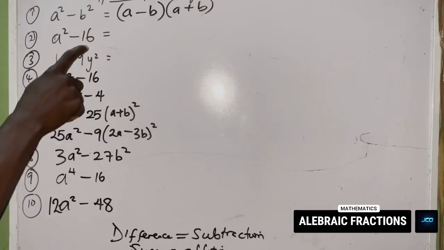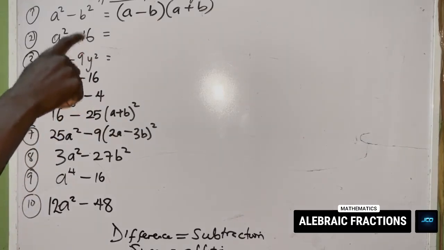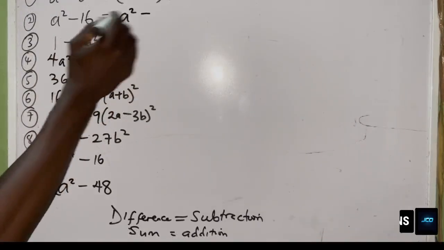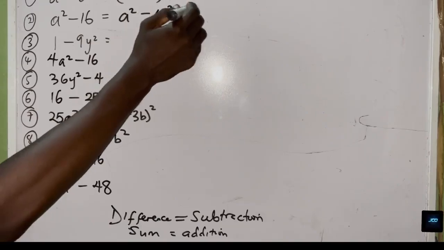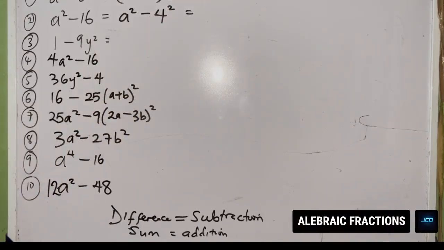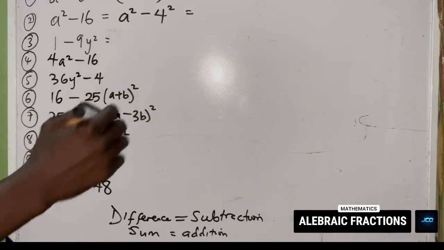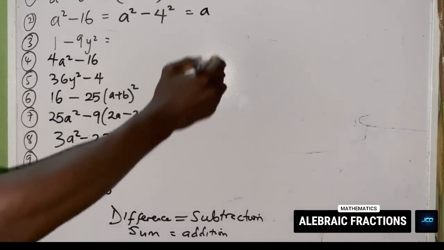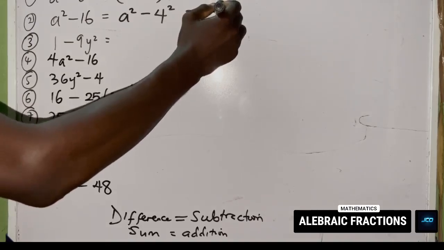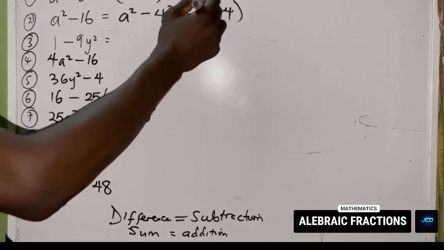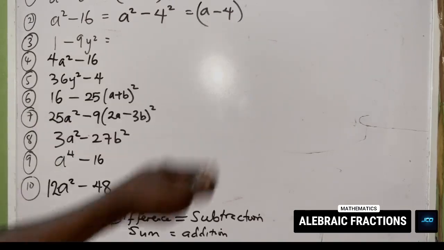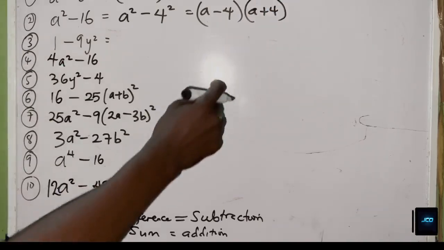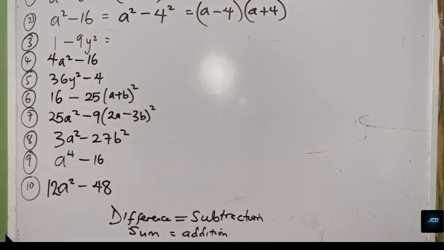You look at number 2. 16 is not squared, so I'm going to look for how I can make it square if it's possible. 16 is actually 4 square. So now that I have it in this format, what do I do? I go on, a, bring it there, minus 4, bring it there, then repeat it, a plus 4. That is actually the answer.